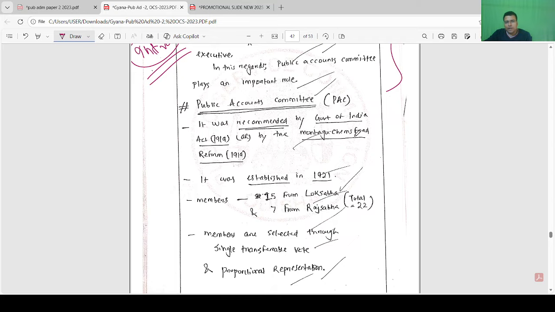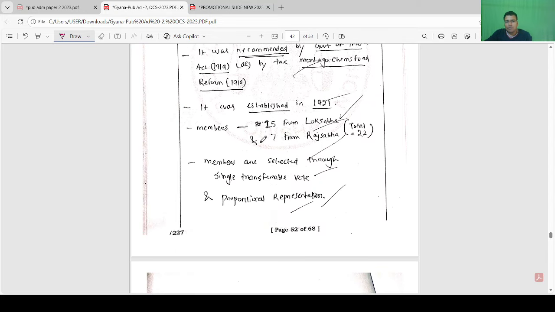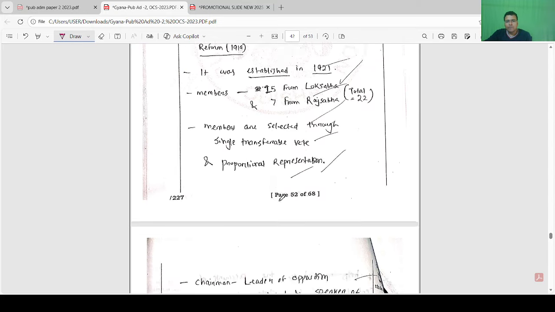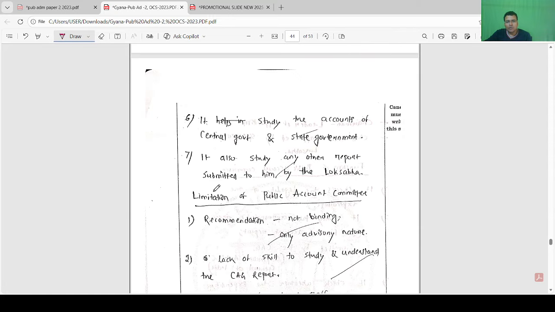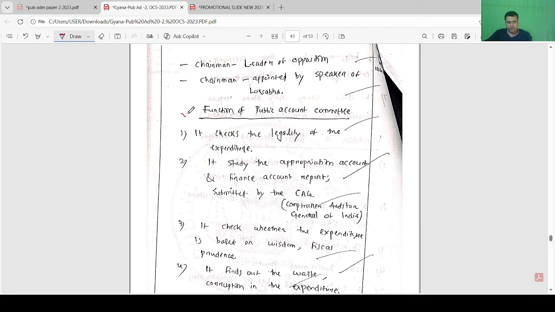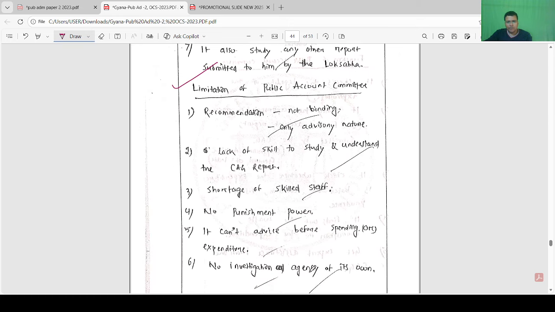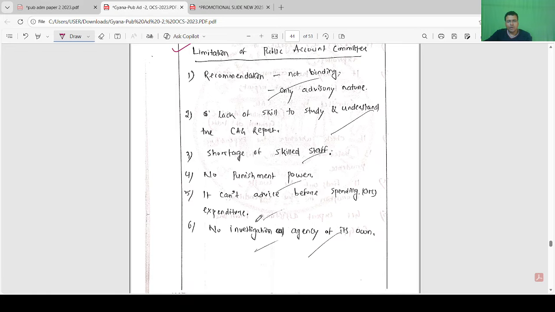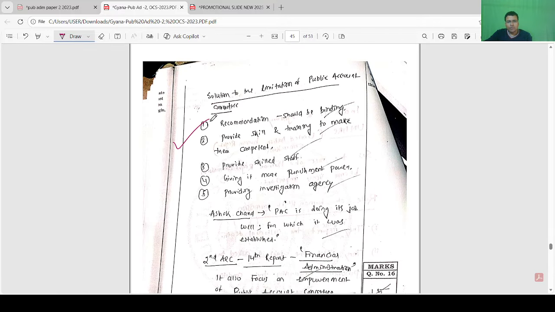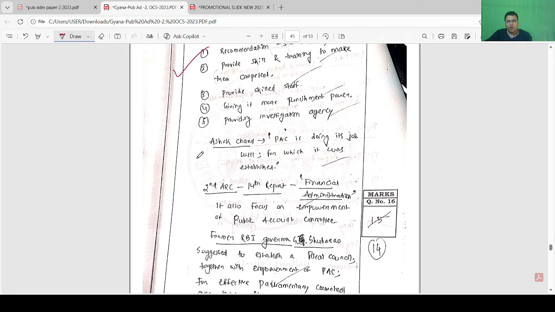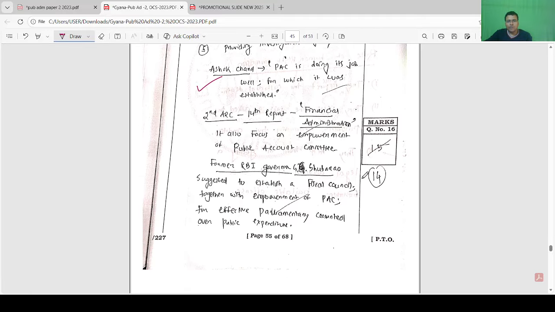So he has written public account committee, recommendation, Government of India Act, establishment, members, chairman, function. Function is short, limitation, yes, good. Written function, limitation: recommendation not binding, shortage of skills, no punishment power, cannot advise before spending. Very good. Solution: this is why I get marks. Ashok Chanda: PAC is doing its job well for which it was established.